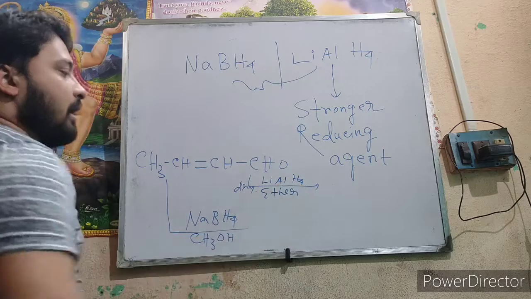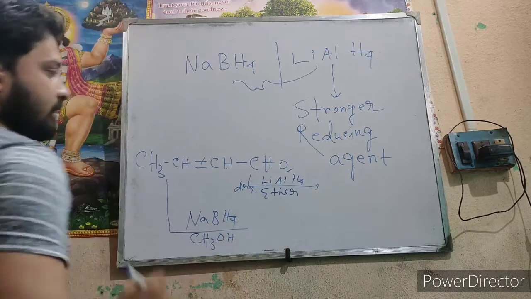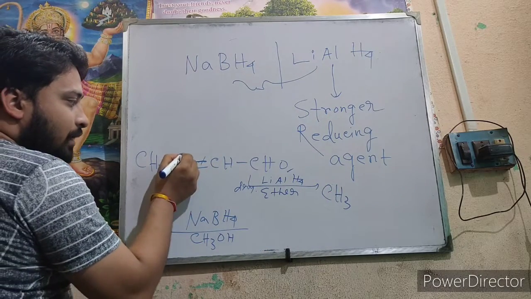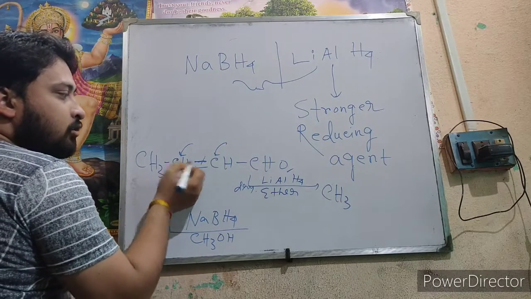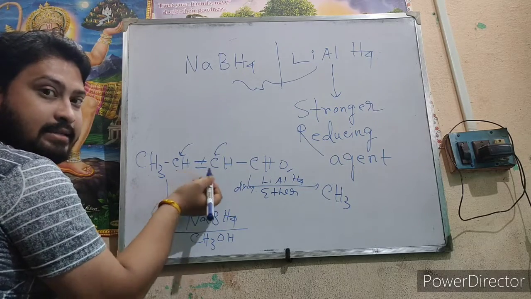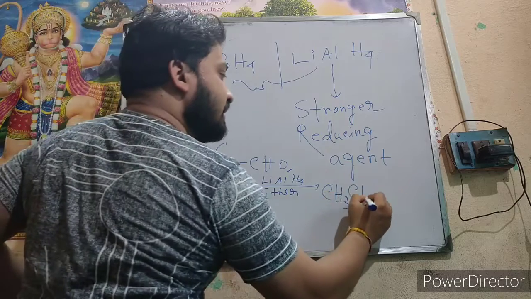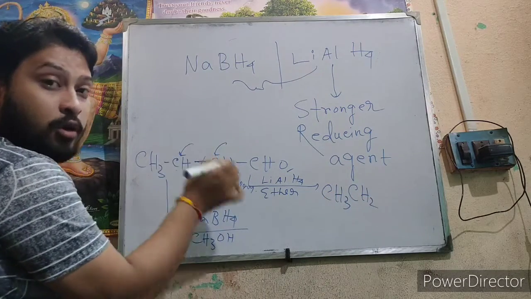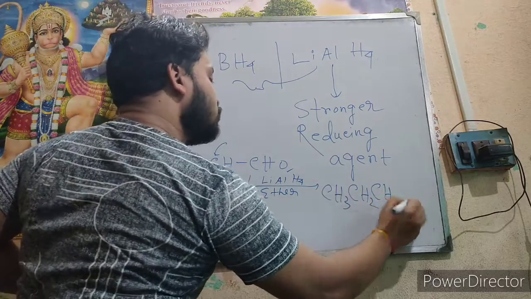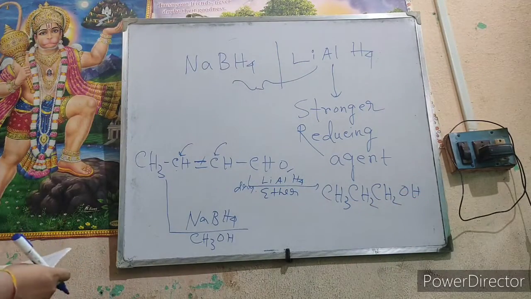If we use lithium aluminium hydride, the product is it breaks this bond and it also reduces this. So the product is CH3. If this pi bond is broken, then you add one H here and another H here. So CH3, then CH2, and then CH2. Then this is also CH, you add one more hydrogen, so you get CH2, and then CH2 is converted into OH. So this is OH. Okay.